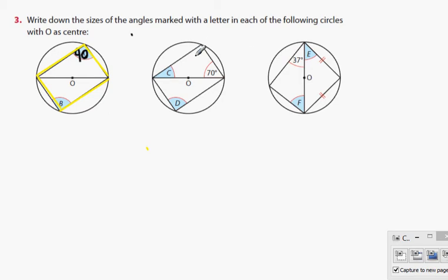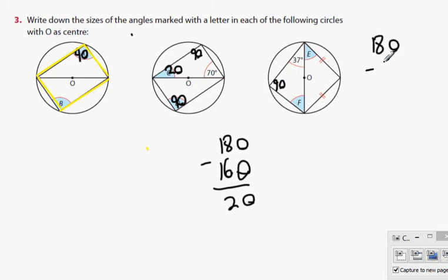Okay, next one, C. What can we say about this angle here? 90. 90 plus 70? Anybody? All triangles have to add up to 180, which leaves it as 20. What angle is this here? D, 90. Okay, next one. What angle is this? What angle does that make this one? 180 minus 37 minus 90. Leaves it at 53.